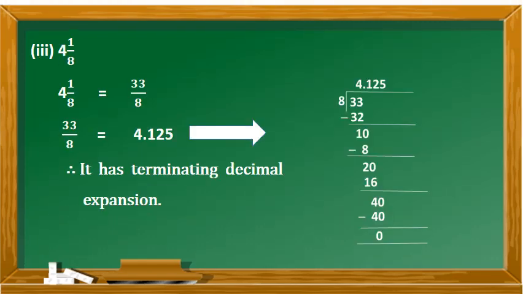Now the third sum is 4 and 1 by 8. 4 and 1 by 8 is a mixed fraction. As we have learnt in your earlier classes, a mixed fraction is to be converted to an improper fraction. 8 fours are 32, 32 plus 1 is 33 and it becomes 33 by 8. Now we will do the division part, that is 33 divided by 8. 8 divides 33 4 times, that is 8 fours are 32 and 33 minus 32 gives the remainder as 1.